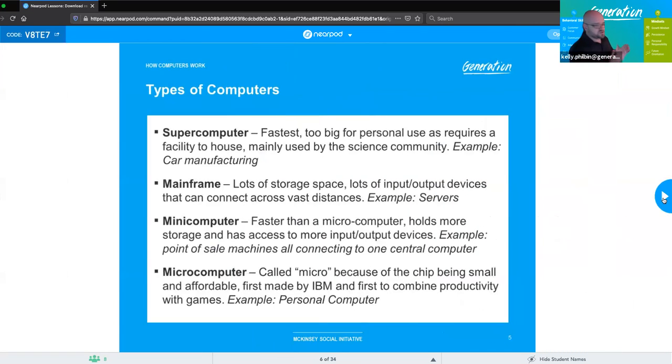Different types of computers. Let's see. Will, can you please read for us?